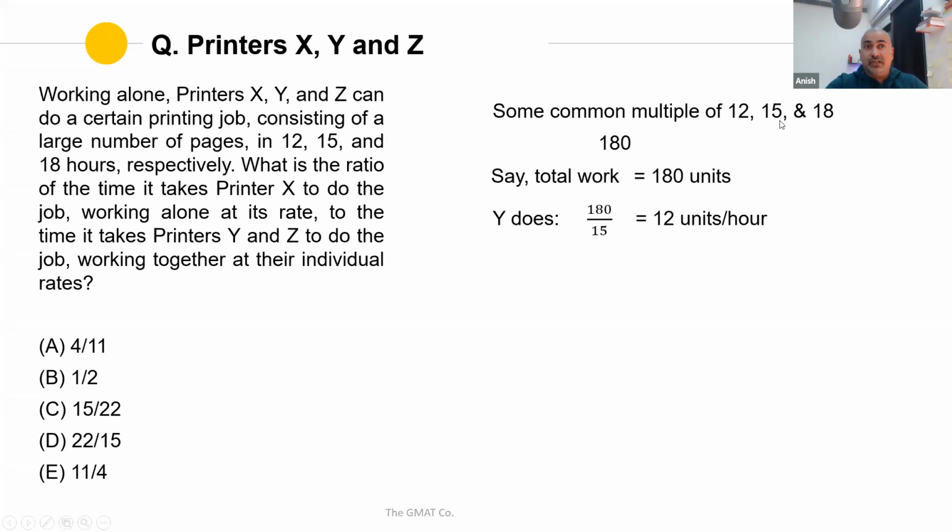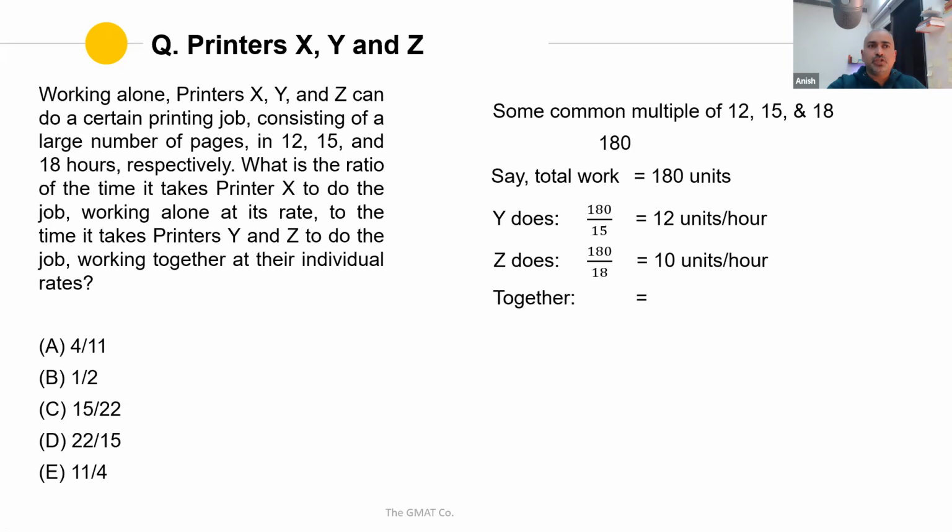The second machine, Y, does 180 over 15, 12 units per hour, right? The total work is 180. Y alone takes 15 hours. So per hour, Y takes 12. Y does 12 units per hour. Similarly, Z does 180 over 18, 10 units per hour.